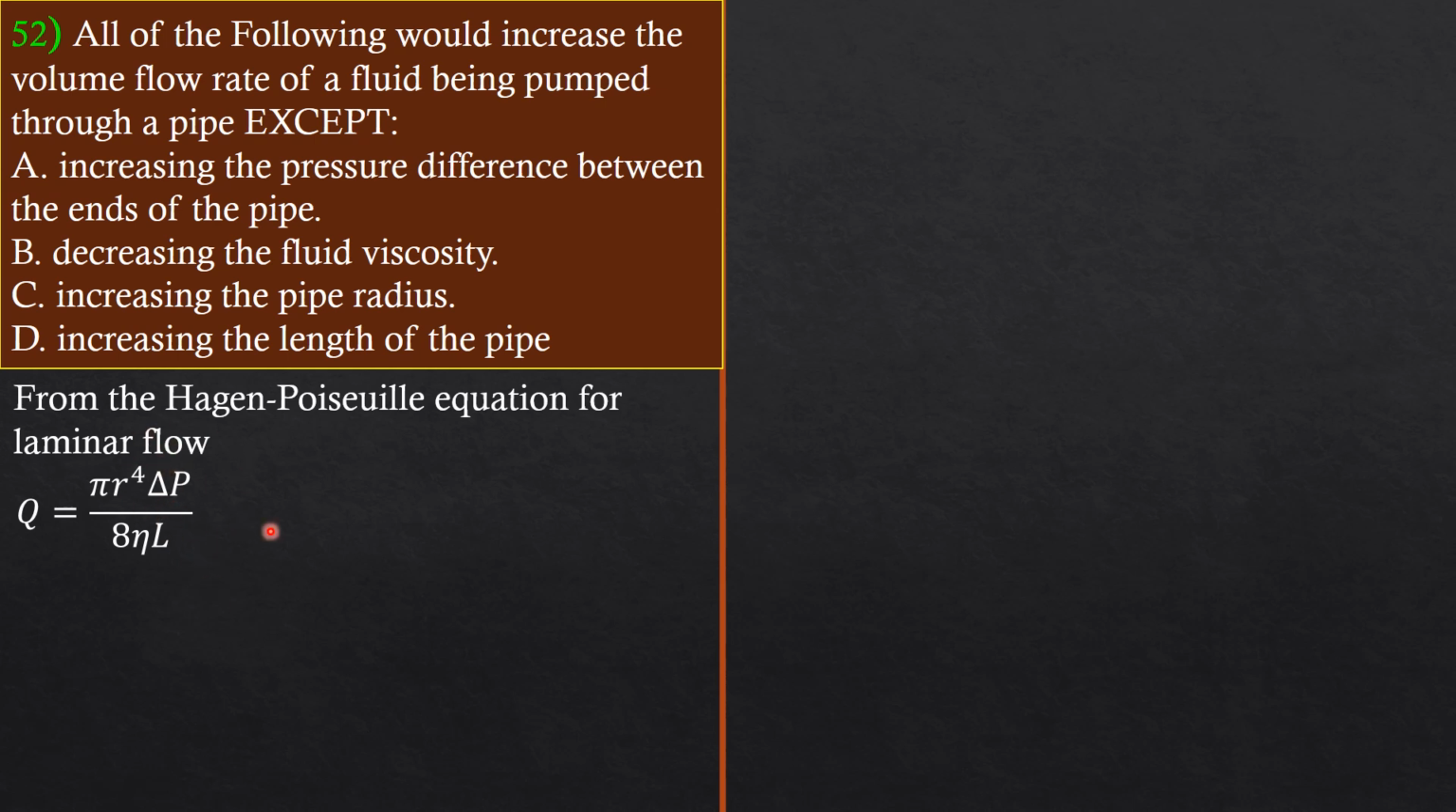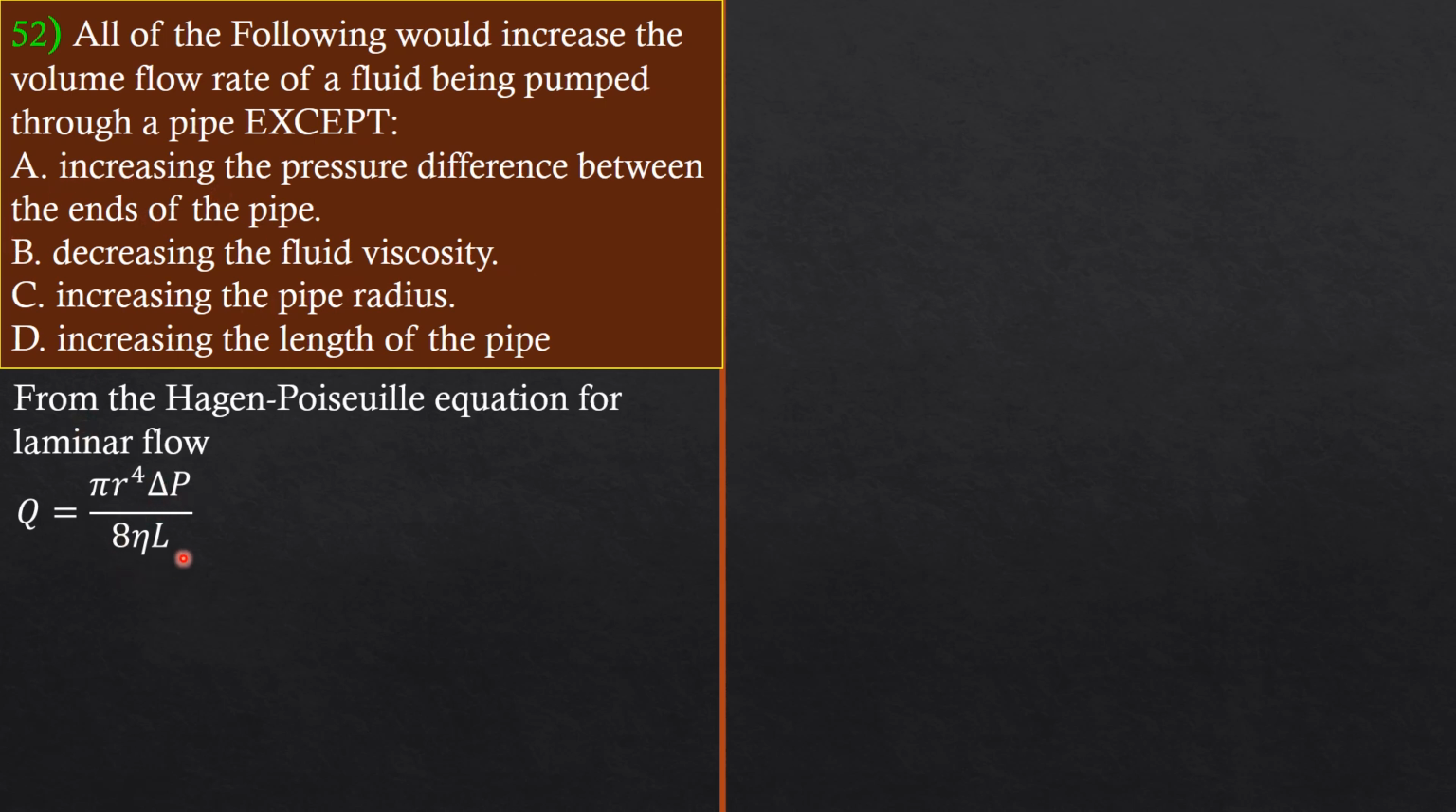Guys, keep in mind that in this case, it is solely dependent on what? The radius, right? It's dependent on the radius. Wait, so they said A, increasing the pressure difference between the ends of the pipe. If we increase the pressure difference, guys, the rate of flow is going to increase, right? Keep in mind that they want us to get the exception. B, decreasing the fluid viscosity.